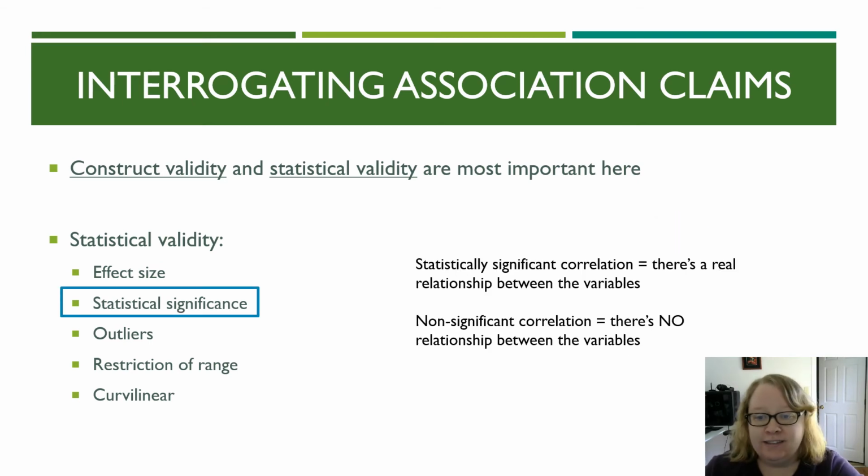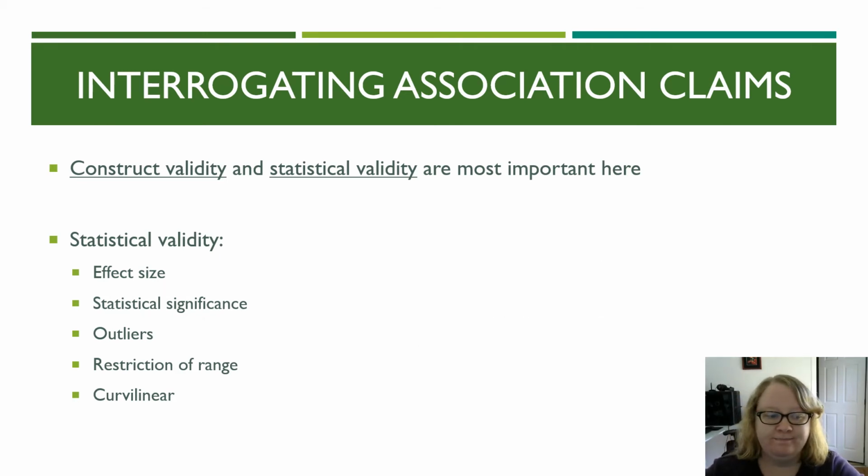Statistical significance then is just looking at whether it's a statistically significant correlation. That's an inferential test. You learn about that in stats. If you have a significant correlation, it means there's a real relationship between the variables. They are actually linked to each other. If you have a non-significant correlation, that means there's not a relationship. They have nothing to do with each other. And so that's an inferential test you can run to see are they actually related to each other or not. And again, in your stats class, you'll learn more about that process.